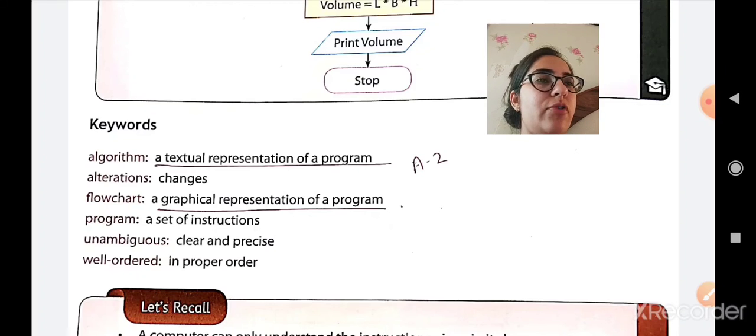These keywords you have to write in your computer notebook. And the exercises PDF I am sharing with you. So the descriptive exercises you have to write in your computer notebook along with the keywords, while the textual exercises you can finish in your computer textbook.